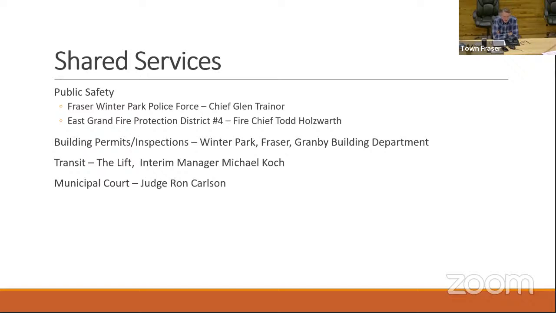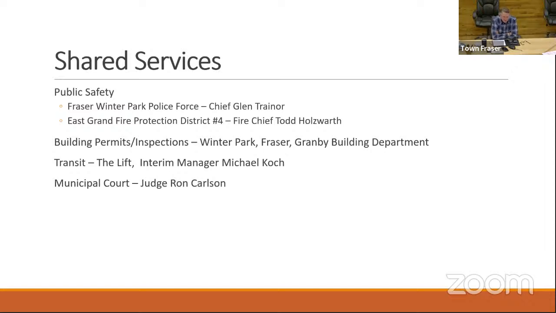Fire protection is provided by the East Grand Fire Protection District. This is not a shared service. This is simply their own independent protection district. Chief Todd Hallsworth is the chief of that district. Our building permits and inspections are part of the Winter Park, Fraser, Granby Building Department. This department is located at the Winter Park Town Hall. They provide building inspections, building permit services to all 3 organizations.